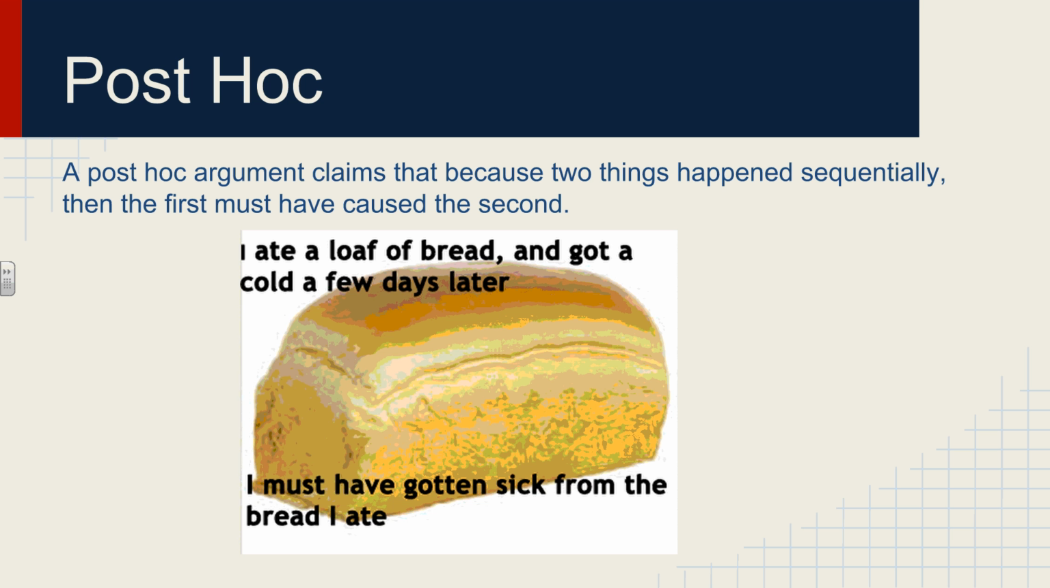The next example of our fallacy is post hoc. A post hoc argument claims that if two things happen sequentially, then the first must have caused the second. I ate a loaf of bread, I got a cold a few days later. I must have gotten sick from the bread I ate. This is the same idea as when people do a good luck routine before a sporting event. I wore these special socks, I played really well, so therefore the special socks must have caused me to play well.